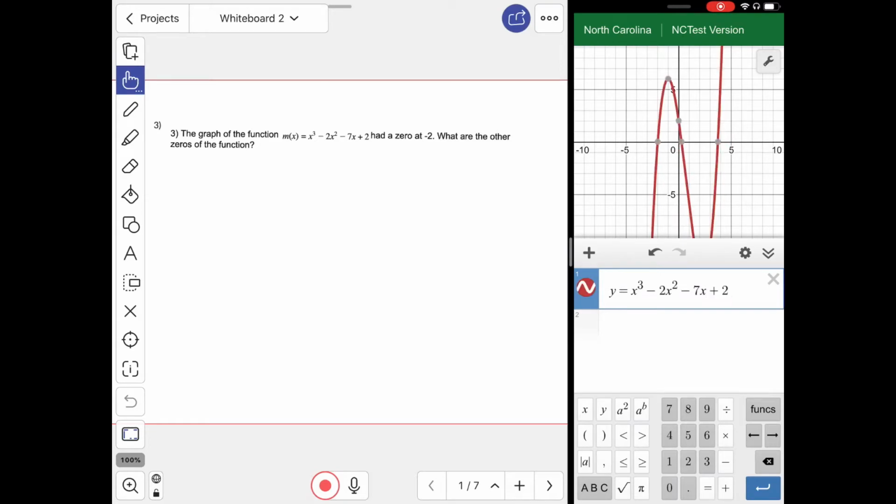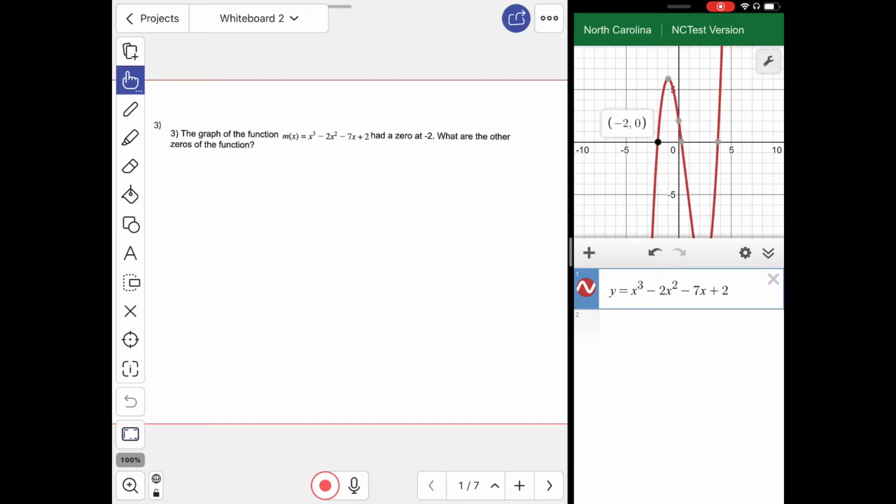All right, so I can clearly see that I have a 0 at -2. It crosses it, so that happens one time. But then when I look at the other ones, I can see that those don't look like they're rational numbers. So we have numbers that are most likely going to be irrational. So they're still real, but they're going to be irrational.